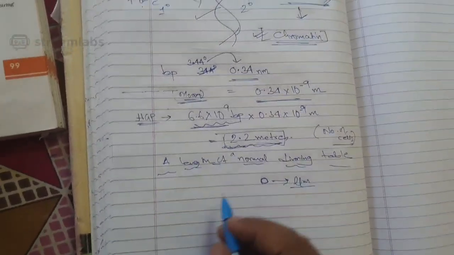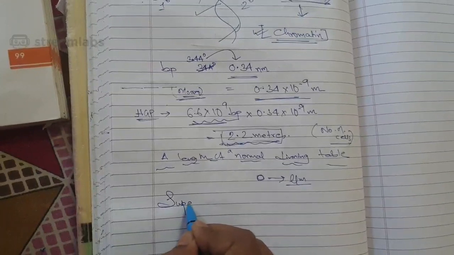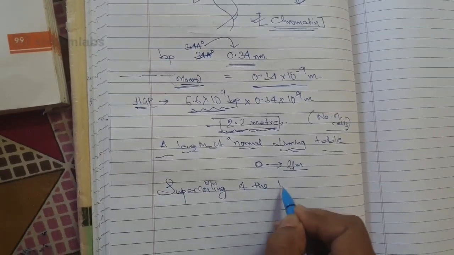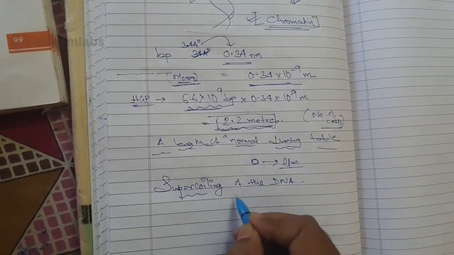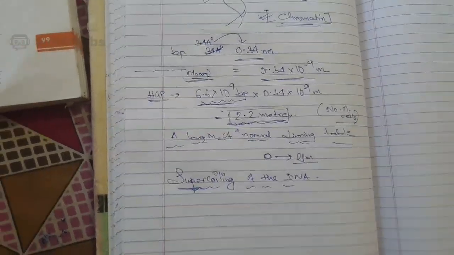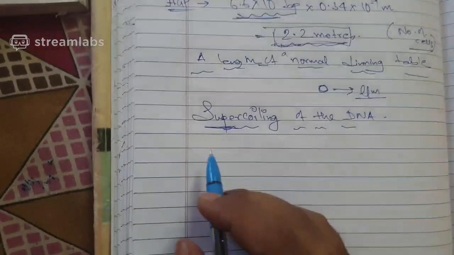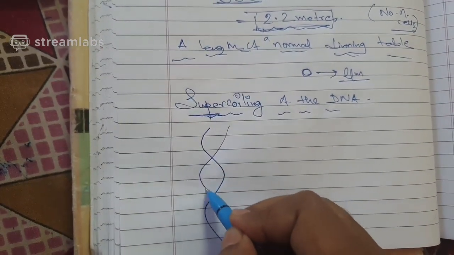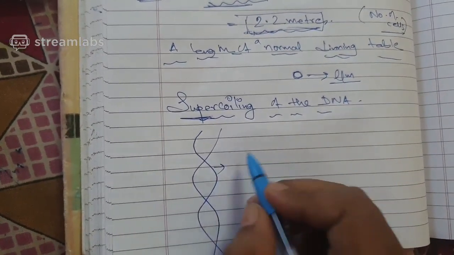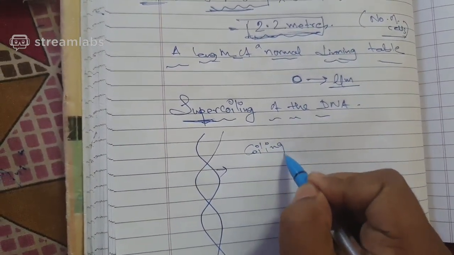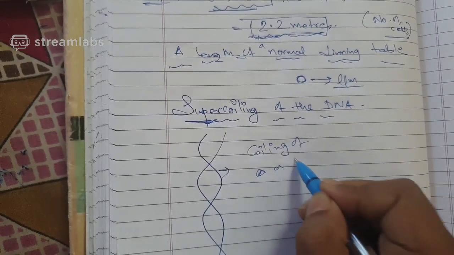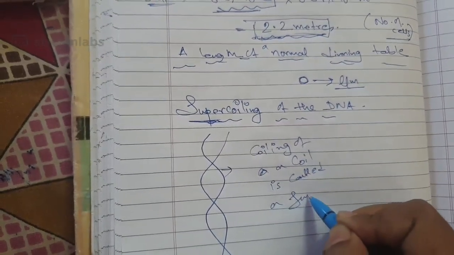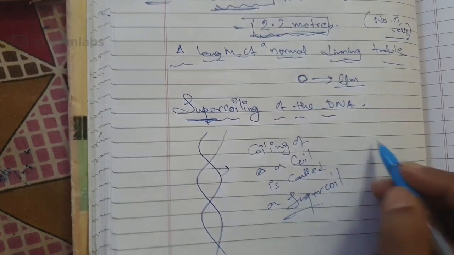So definitely the answer is that there is supercoiling of the DNA. The DNA coils itself. Why do I mention the term supercoiling? Because DNA is already a coiled structure, forming the double helix in this way. Now, coiling of a coil is called a supercoil. So that's why I am saying supercoiling.